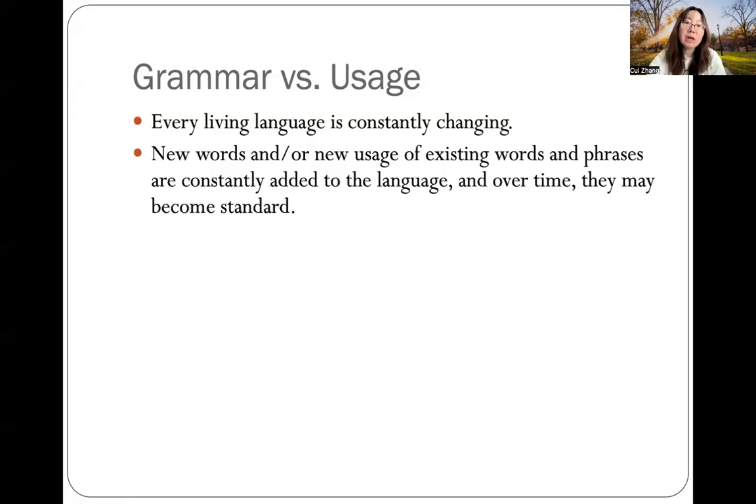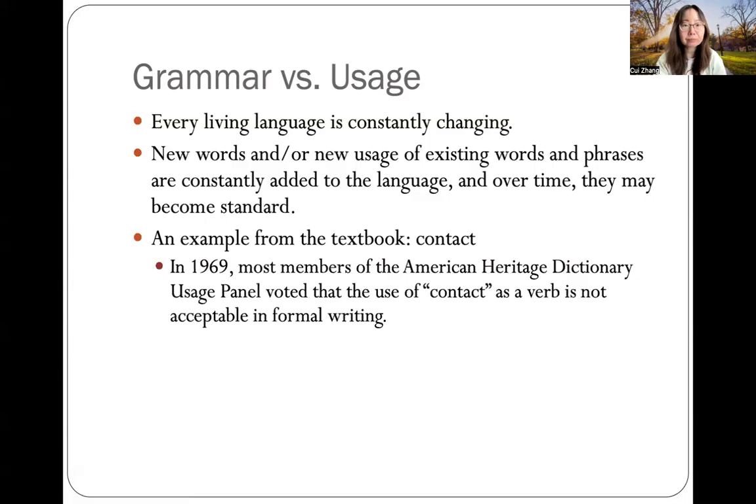New words or new usage of existing words and phrases are constantly added to the language, and over time, they may become standard or they may disappear from the language because people don't use it. And because people use the language and often add new words and new usage of existing words and phrases, the grammar is changing because of the usage. An example from the textbook is the word contact.